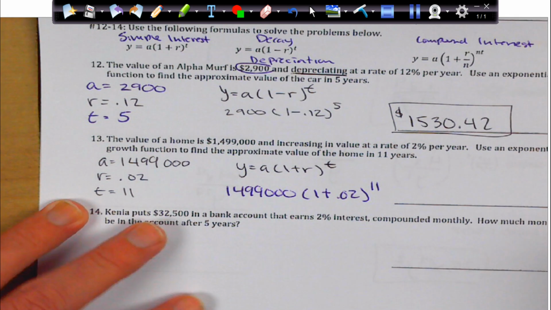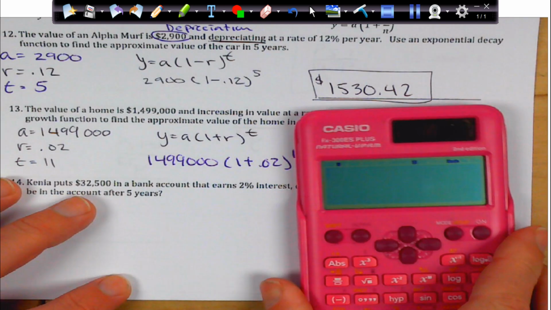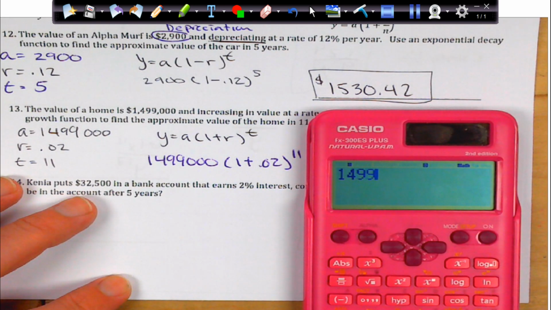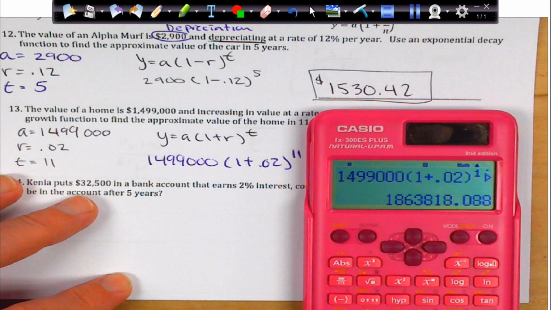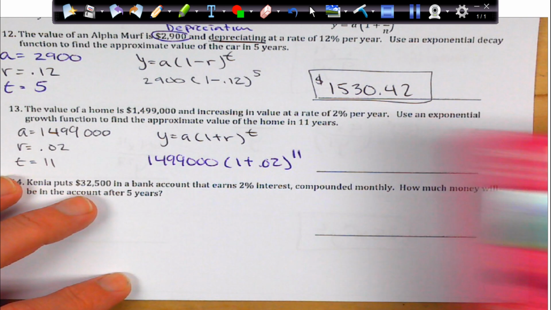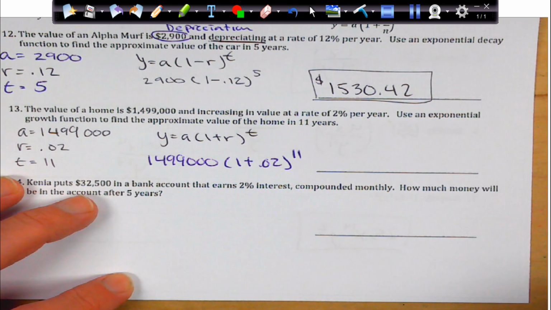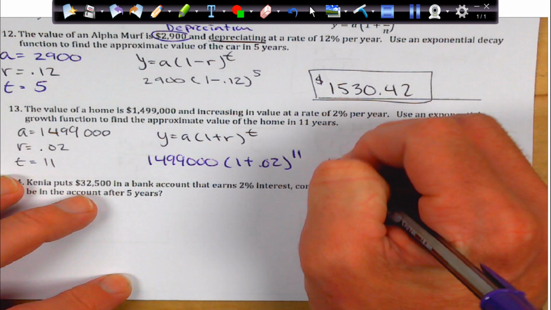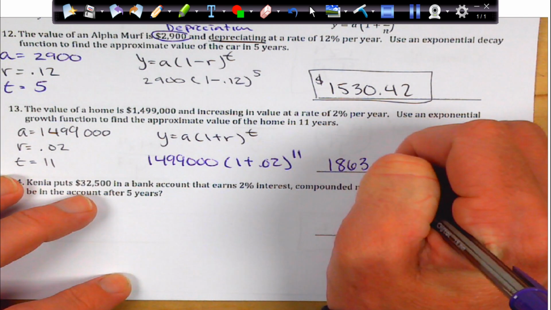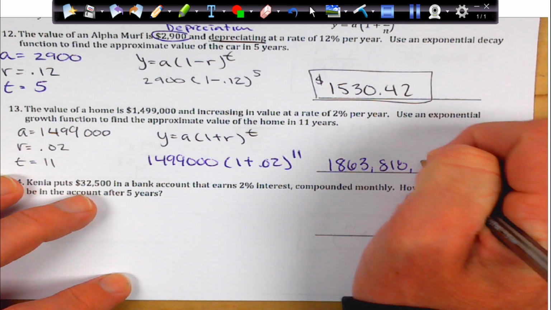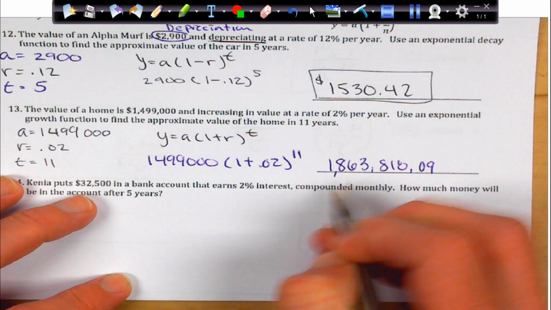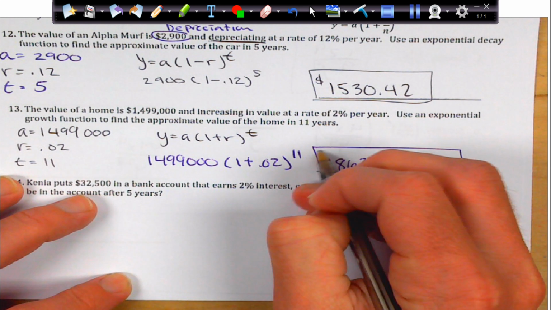Again, we should be able to plug this all in one nice easy step. 1499000, parentheses 1 plus 0.02, close parentheses raised to the 11th power. Again, my number should be larger. It is. It's now like $1.8 million. So we get 1,863,818.09 as our dollar amount.